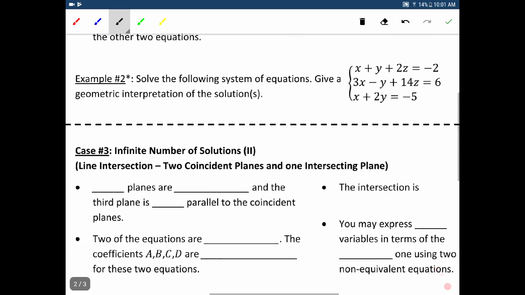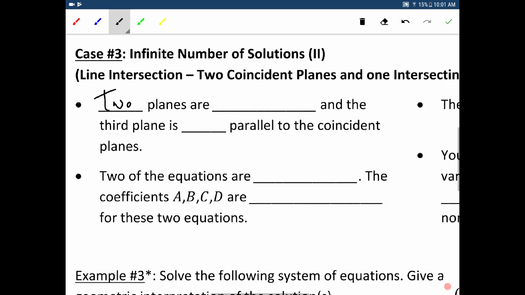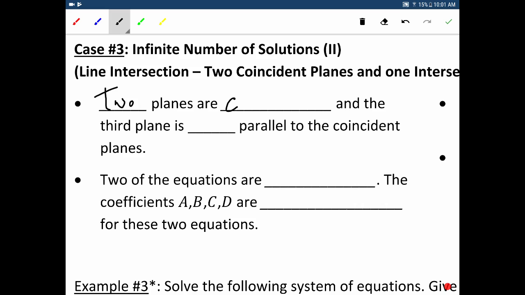So, number 3. We've got another infinite number of solutions. So this is where we had two that were coplanar and one intersecting them. So two planes are coincident. And the third plane is not parallel to the coincident planes. Okay? Two of the equations are equivalent. Okay? And the coefficients A, B, C, and D are proportional for these equations.